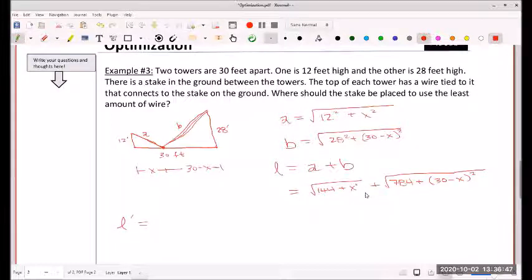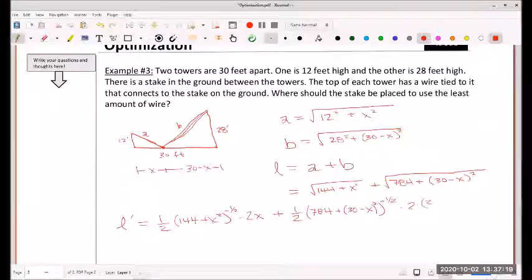Okay, so this one's a little bit trickier. I have these two terms and I'm going to use the chain rule for each one. So this is going to give me 1/2 times 144 plus x squared to the negative 1/2. And then I have to multiply by the derivative of the inside. Well, that's going to be 2x. And then here I'm going to have 1/2 times 784 plus 30 minus x squared to the negative 1/2. And then I'll multiply by the derivative of the inside, which is going to be 2 times 30 minus x times negative 1. All right, so let's go ahead and simplify this.